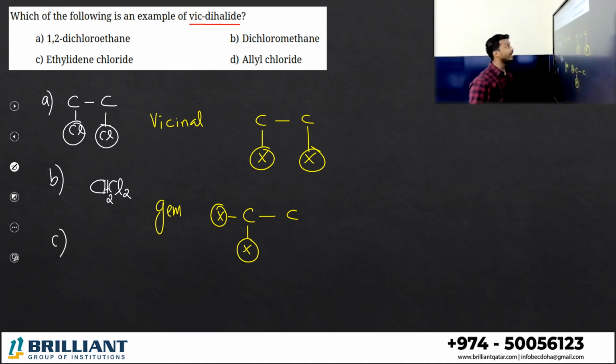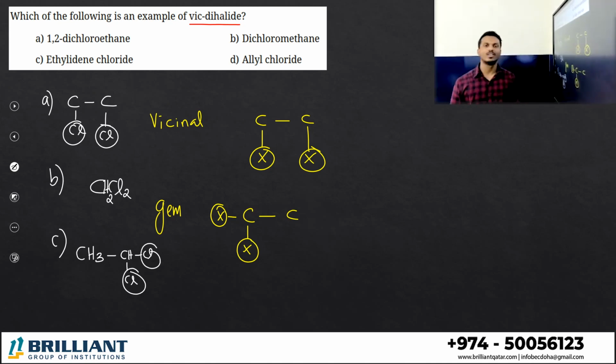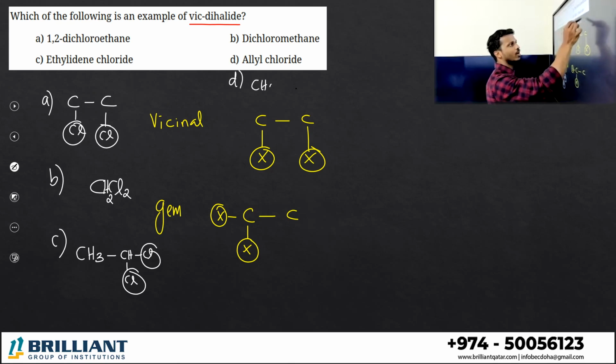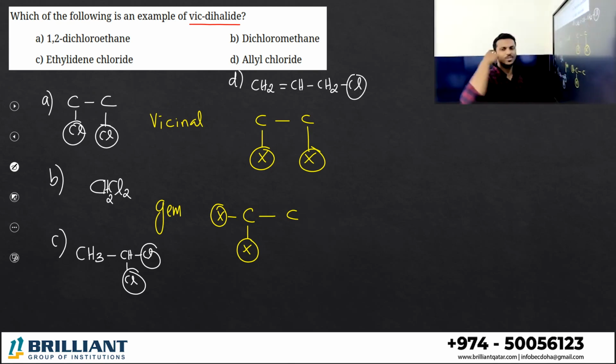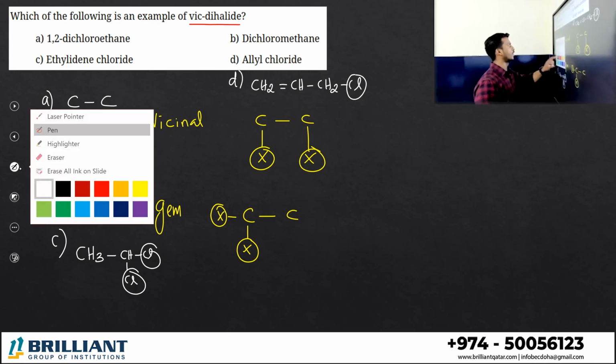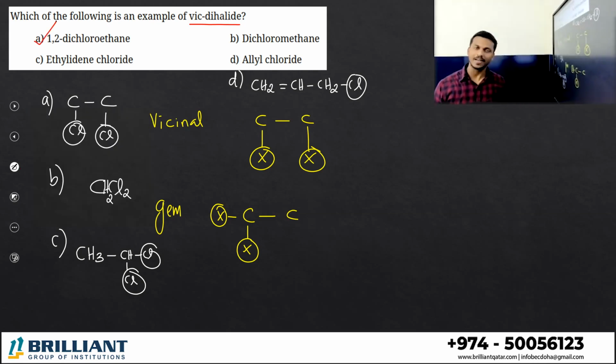Option C, ethylidene chloride. What is meant by ethylidene chloride? Ethylidene chloride, dear student, is CH3, CHCl2. You can see here both of the chlorines are on the same carbon atom. So what's the point? They are geminal. And what is allyl chloride? Allyl chloride, you know, is CH2 double bond, CH single bond, CH2Cl. This is allyl chloride. Only one chlorine, right? So it does not belong to this one. It's a monochlorinated product. So the vicinal dihalide is option A. Now option A is the correct answer.